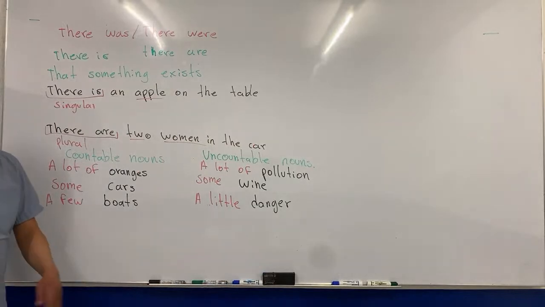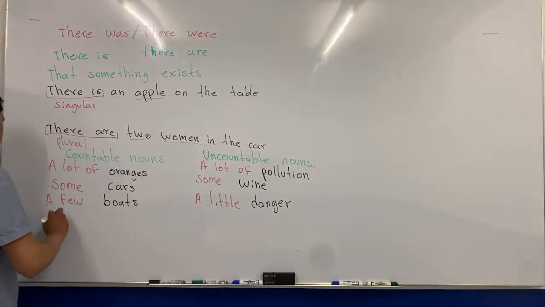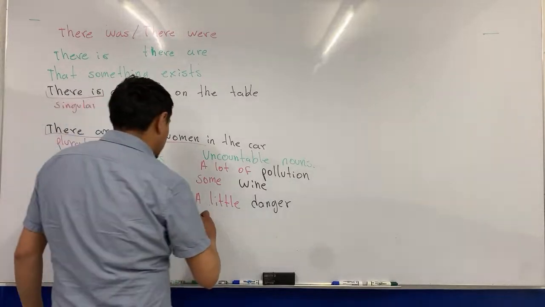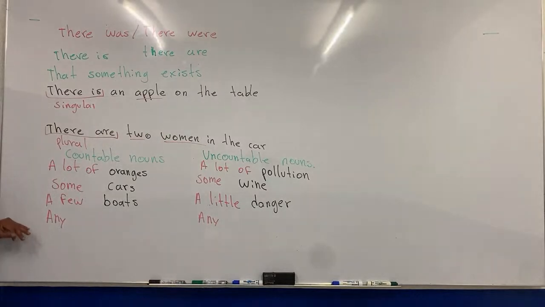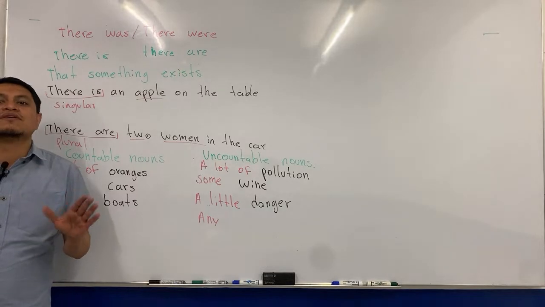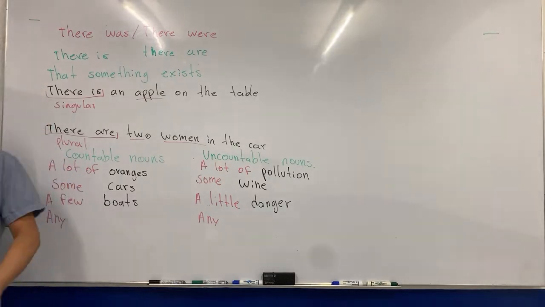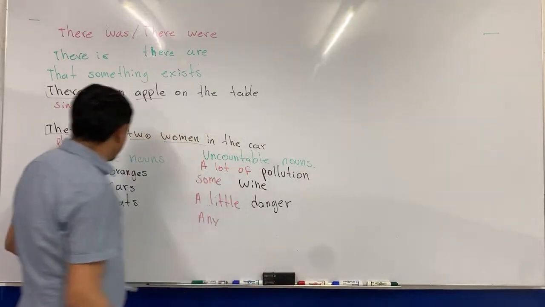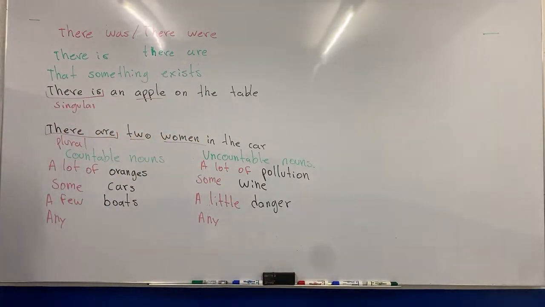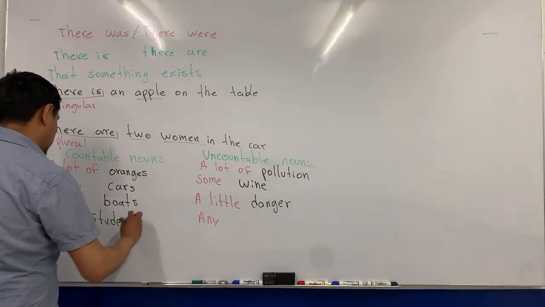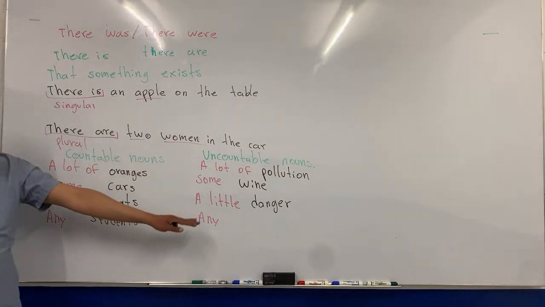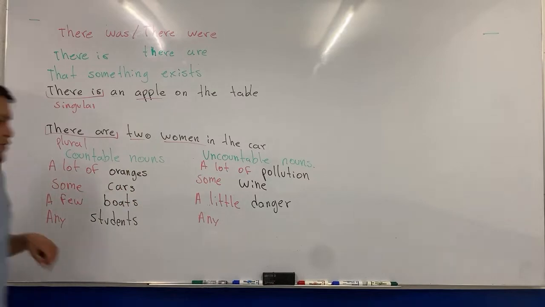Another word, the next word, is any. Any we use for both countable and uncountable nouns. But remember, we use it only with negative and interrogative sentences, right? And we never use any for positive sentences, right? For example, with countables, any students. With uncountable nouns, any milk.